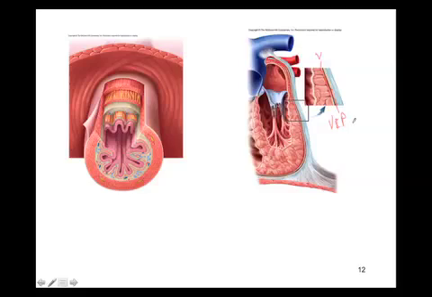Now the heart actually has two serous membranes in the organ itself. We have the visceral pericardium, which is also known as the epicardium. It is just a layer of simple squamous epithelium and loose connective tissue. Very thin. That's what serous membranes are. Simple squamous epithelium, thin layer of loose connective tissue.